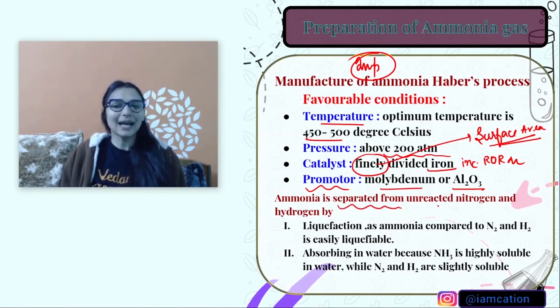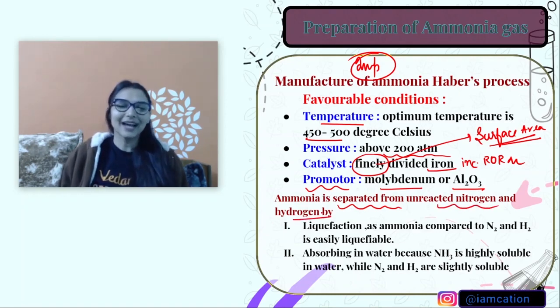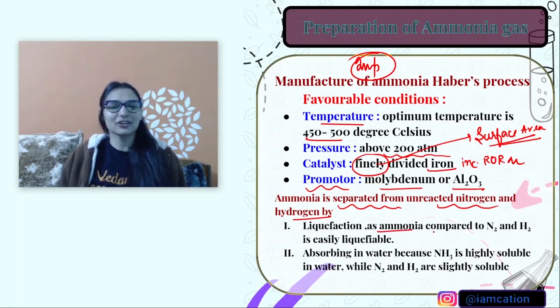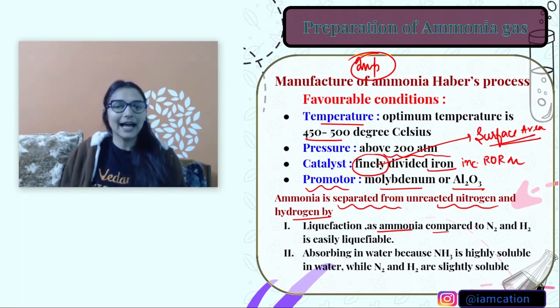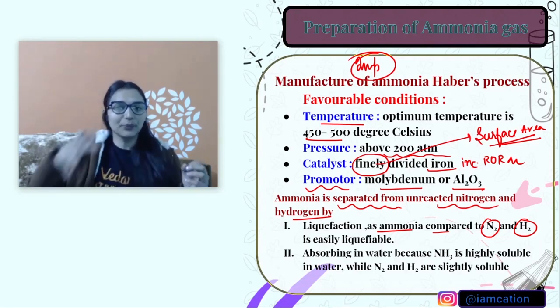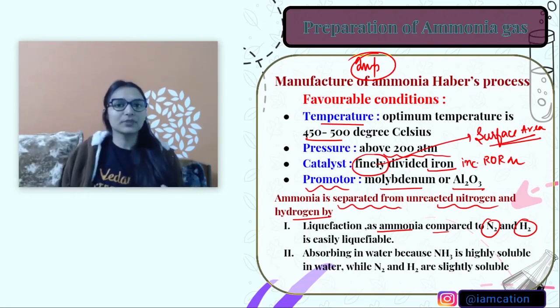How is ammonia separated from unreacted nitrogen and hydrogen? That would be done by liquefaction. Okay, you can do liquefaction. The reason is that ammonia is easily liquefiable as compared to nitrogen and hydrogen, because finally in the chamber you have unreacted nitrogen and hydrogen and ammonia also. So when you do the liquefaction, first of all the ammonia would be obtained, because that would be easily converted to the liquid fastest. Okay.